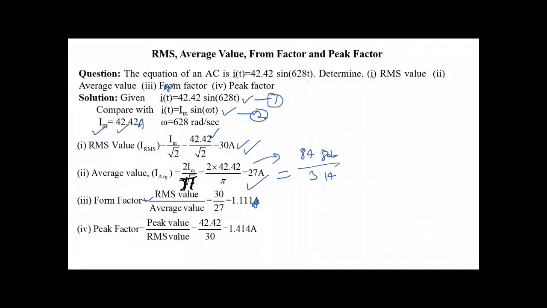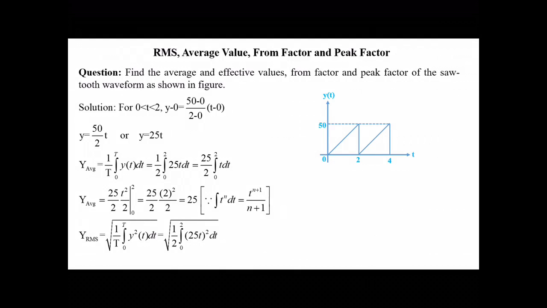In the fourth part we need to calculate the peak factor. So peak factor equals peak value divided by RMS value, and peak value is 42.42 ampere and RMS value is 30 ampere. So we get 1.414.